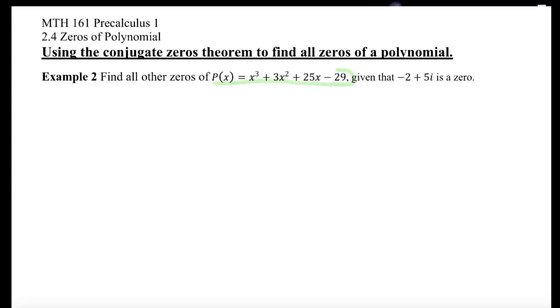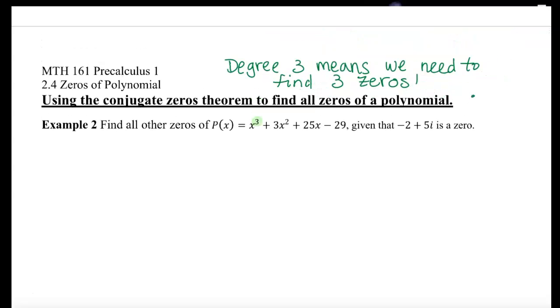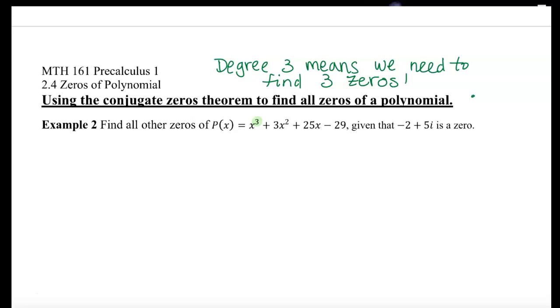Now look at the p of x though. I'm not going to highlight the whole thing. P of x, the degree is 3. So I'll make a note of that. Degree 3 means we need to find how many zeros? 3 zeros. That's right. And looks like they gave us a zero to start with.